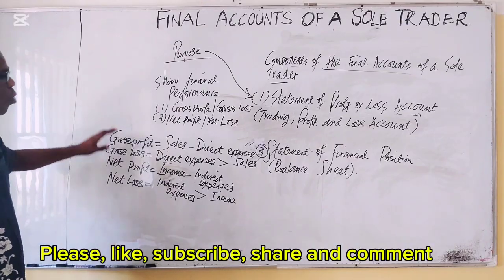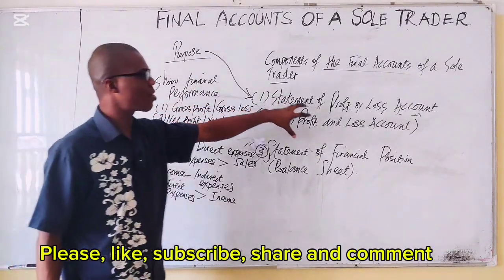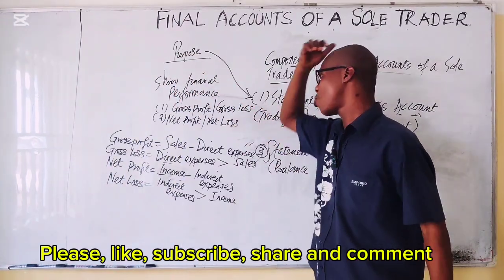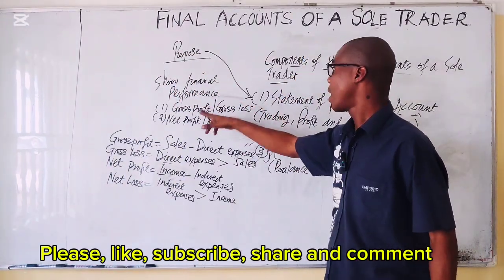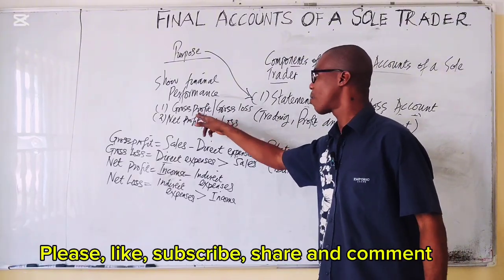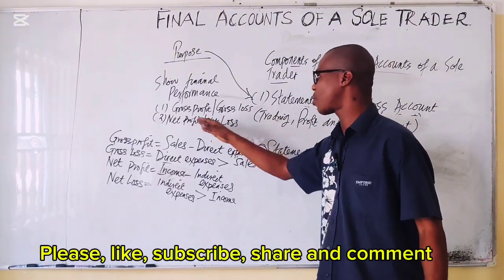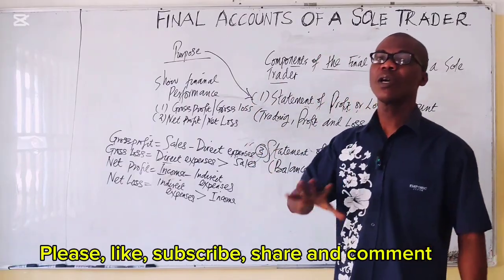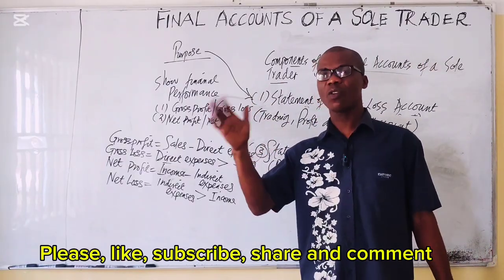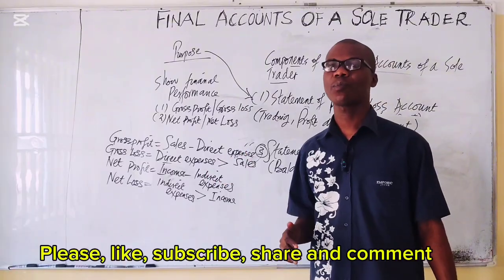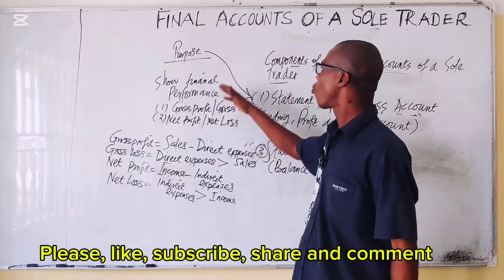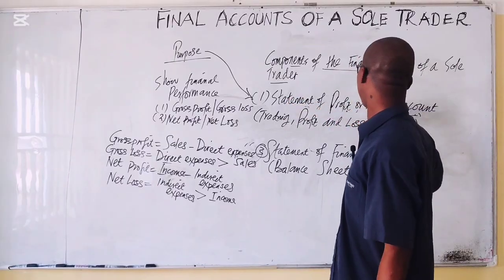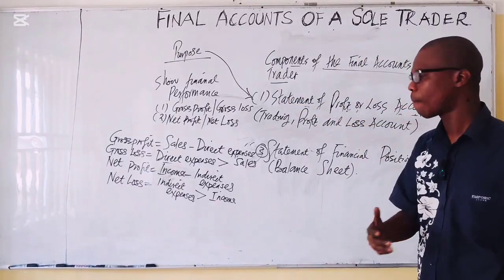Remember that we are still talking about the statement of profit or loss account. It is used to show financial performance, and the way you show financial performance is through ascertaining the gross profit or the gross loss, or the net profit or the net loss. You can also show financial performance through ratio analysis. That is a topic for another time. So far, we have been looking at the statement of profit or loss account in brief.